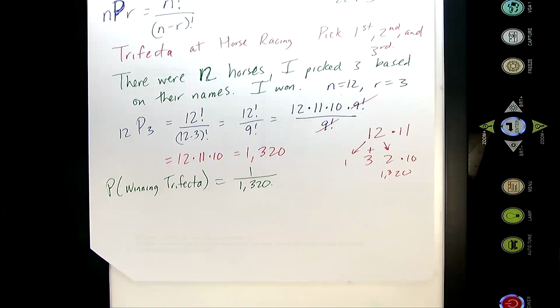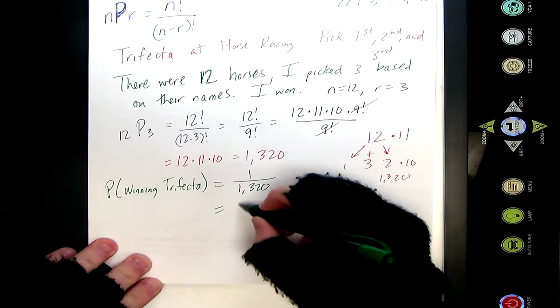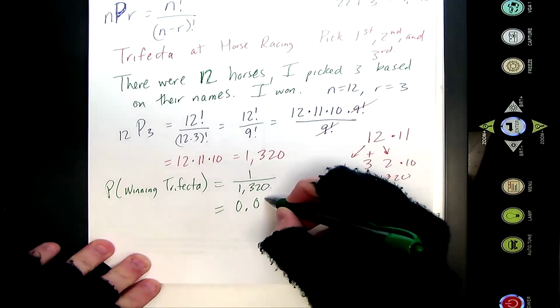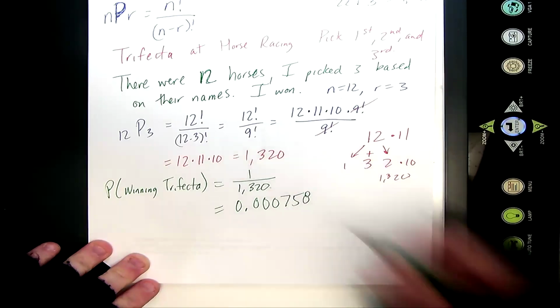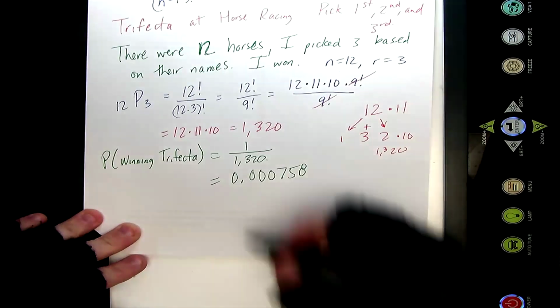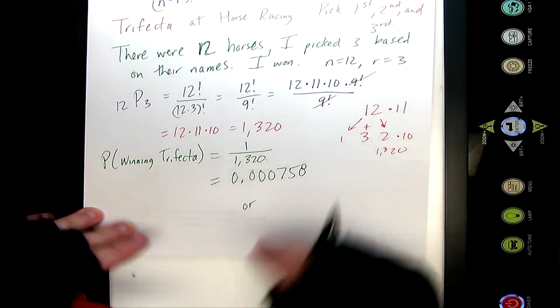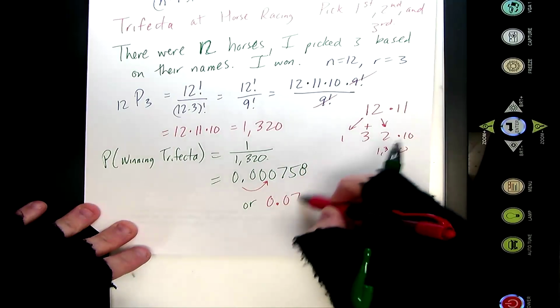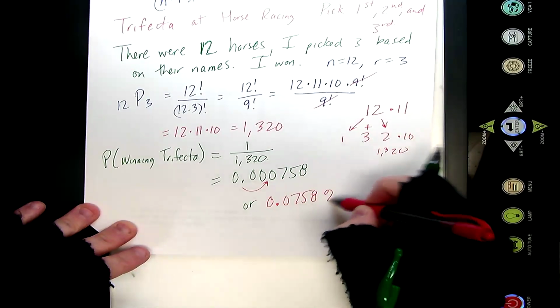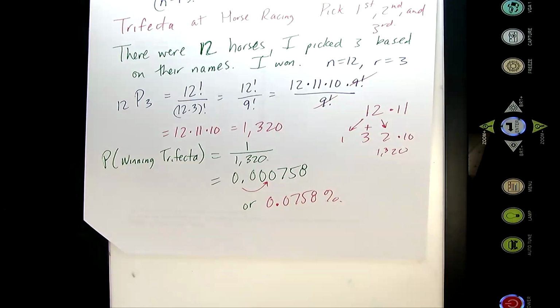Oh, I actually wrote down the decimal on this, so I don't even need to grab a calculator. This is 0.000758. Or if I move the decimal right twice to go to a percentage, 0.0758%. Not even 0.1%. That is a very low chance of getting that. I was mad as shit.